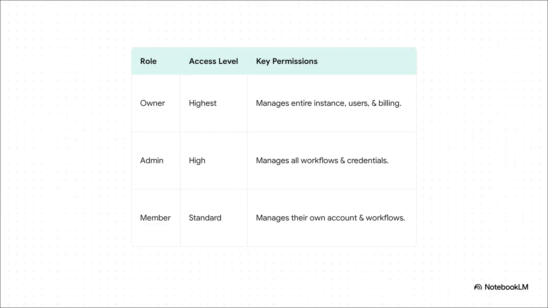So in a team setup, things usually break down into three main roles. You've got the owner, who basically has the keys to the entire kingdom. They manage everything. Then you have admins, who can manage all the workflows and the credentials. And then you've got members, who are your standard users managing their own stuff. This structure is just essential for security and making sure nobody breaks anything they shouldn't.